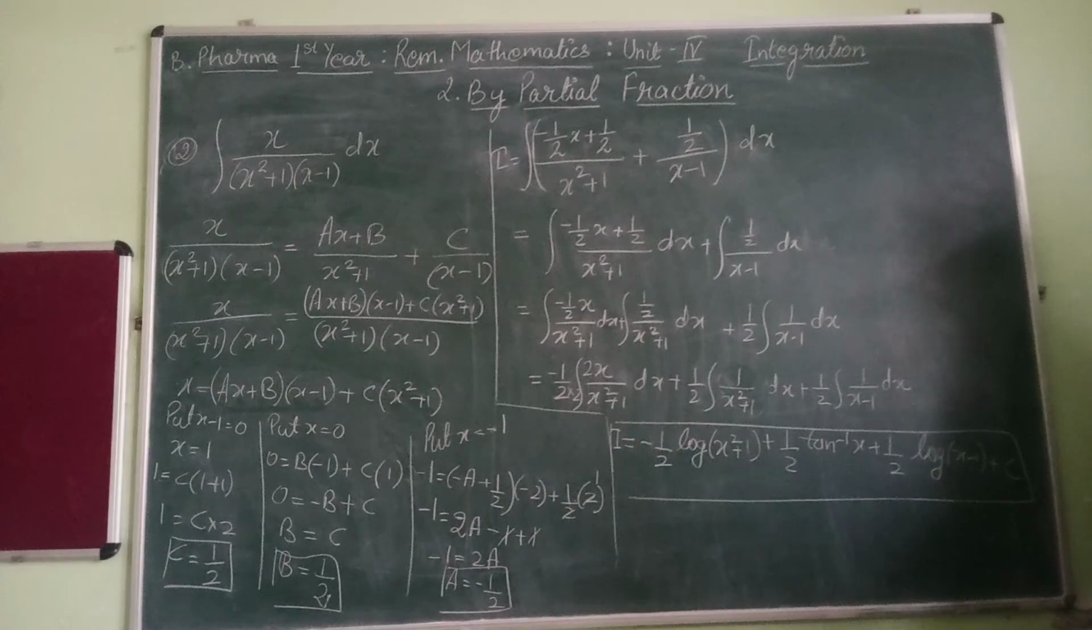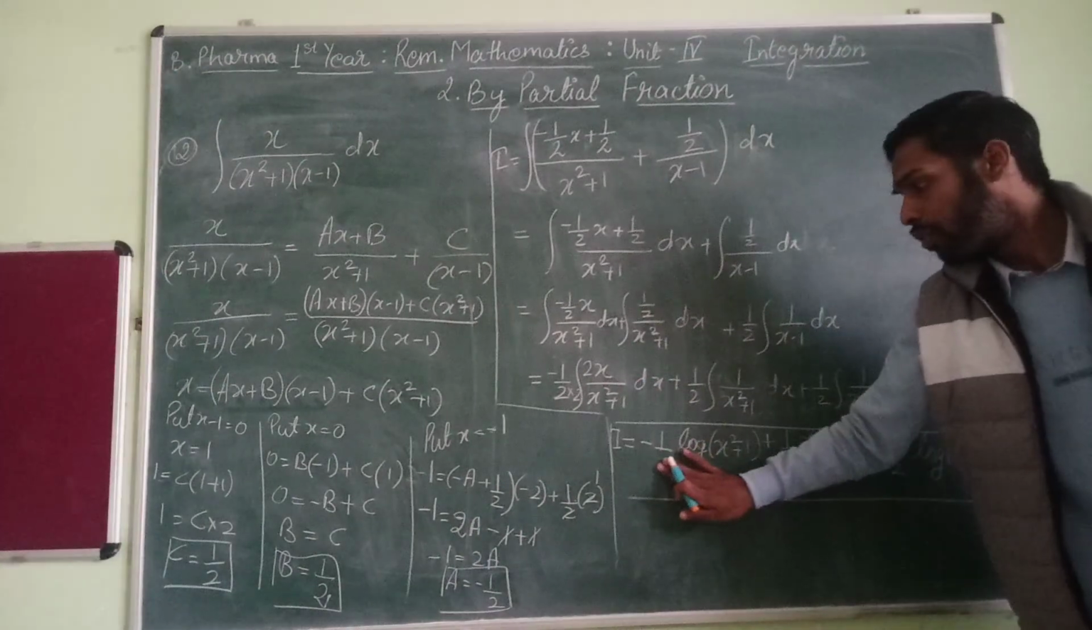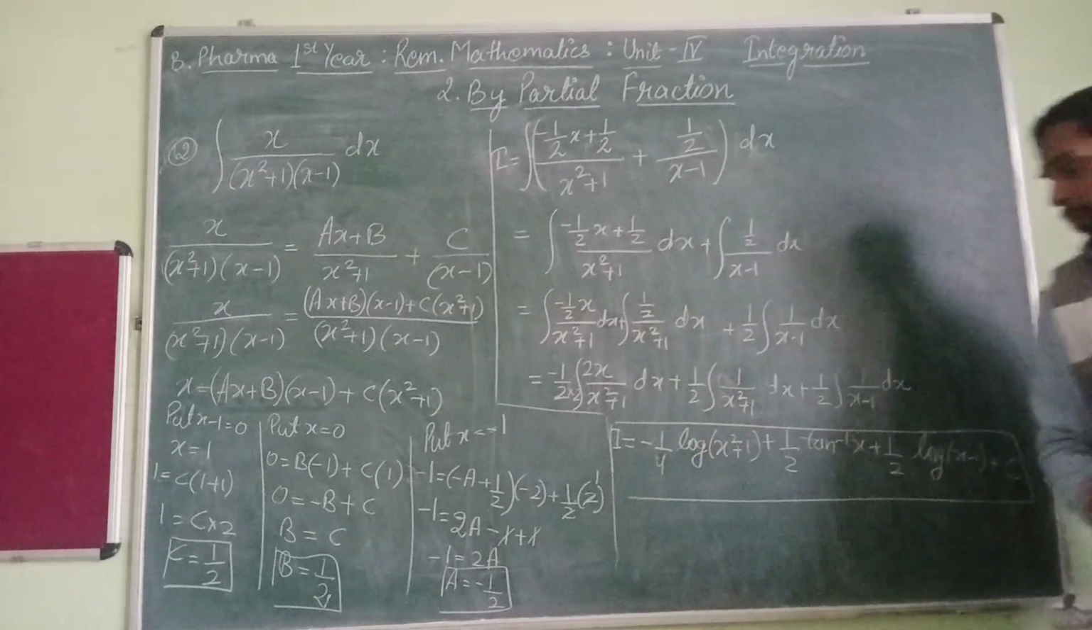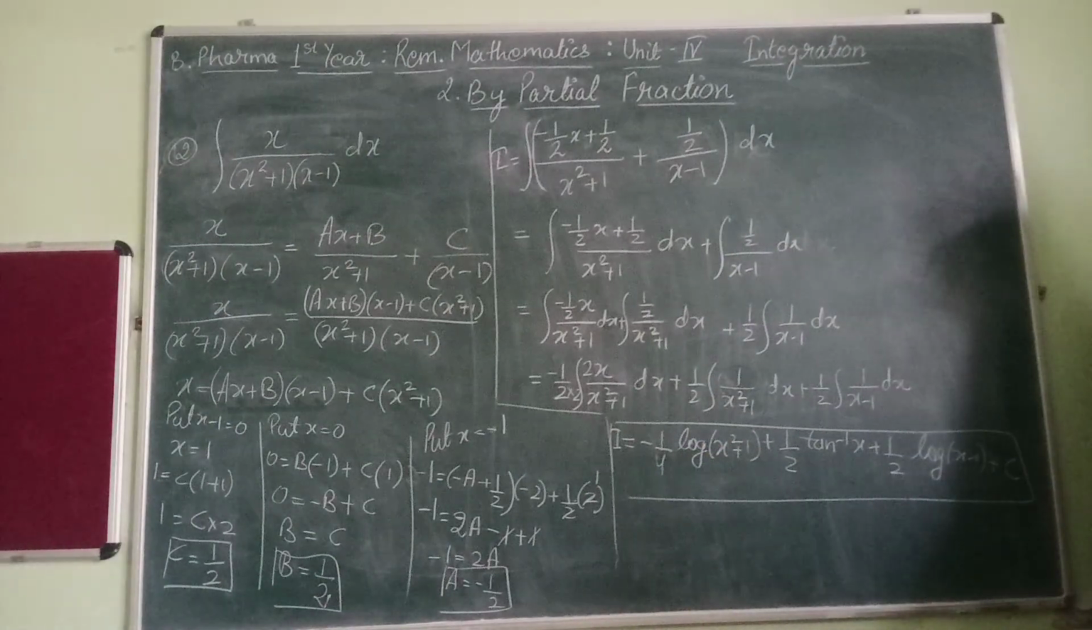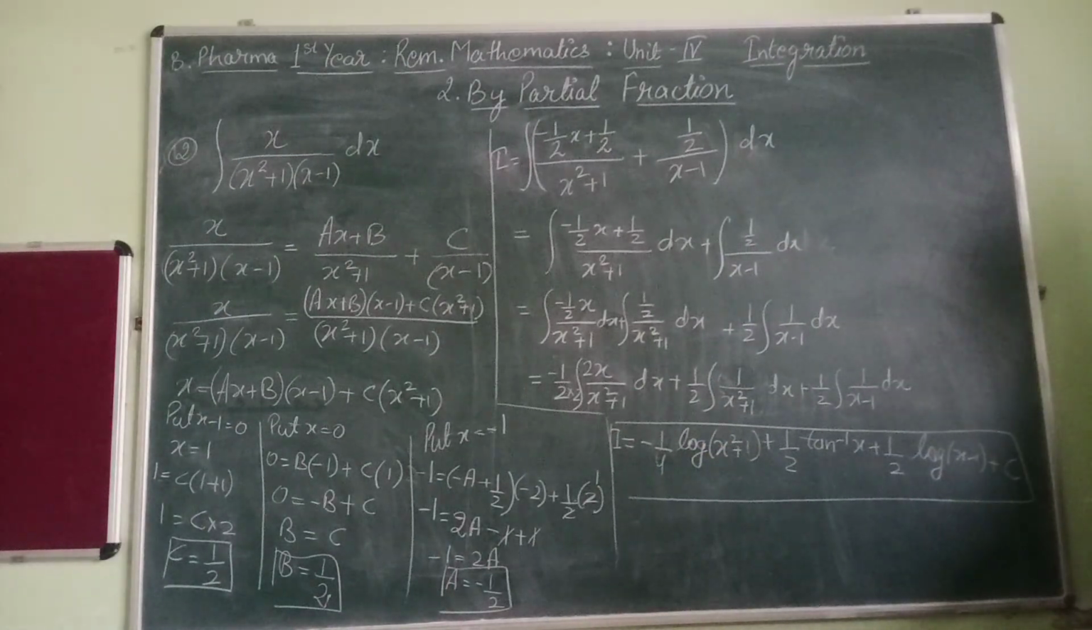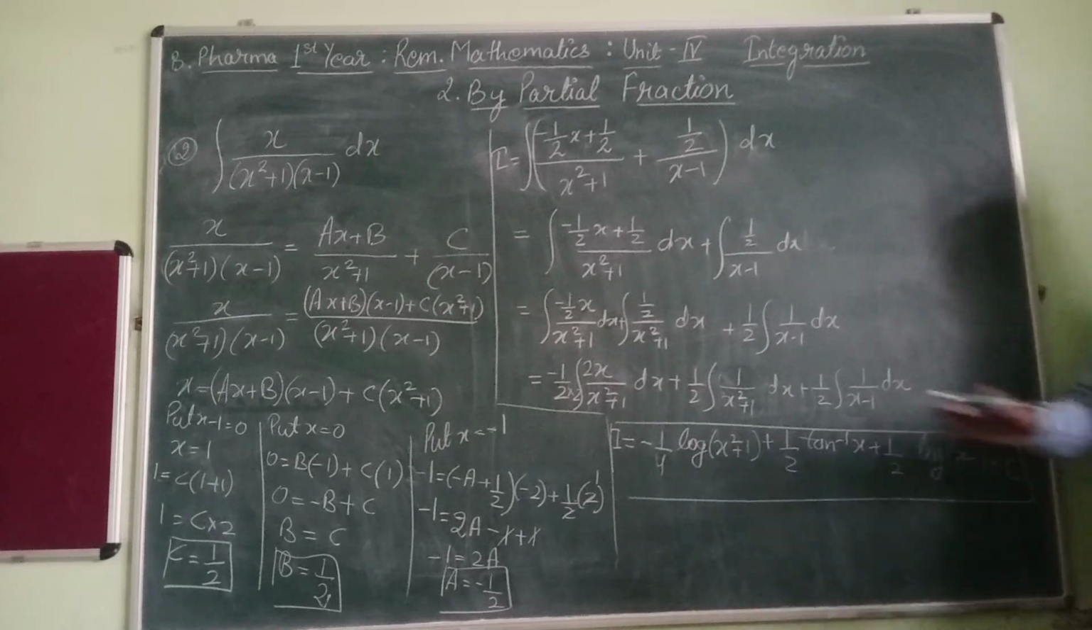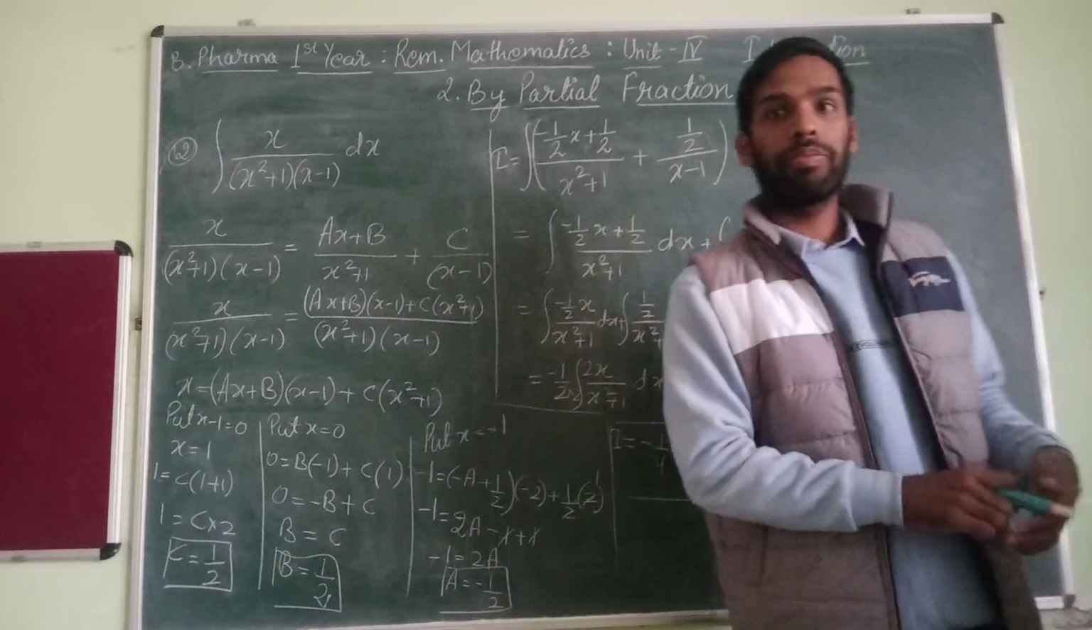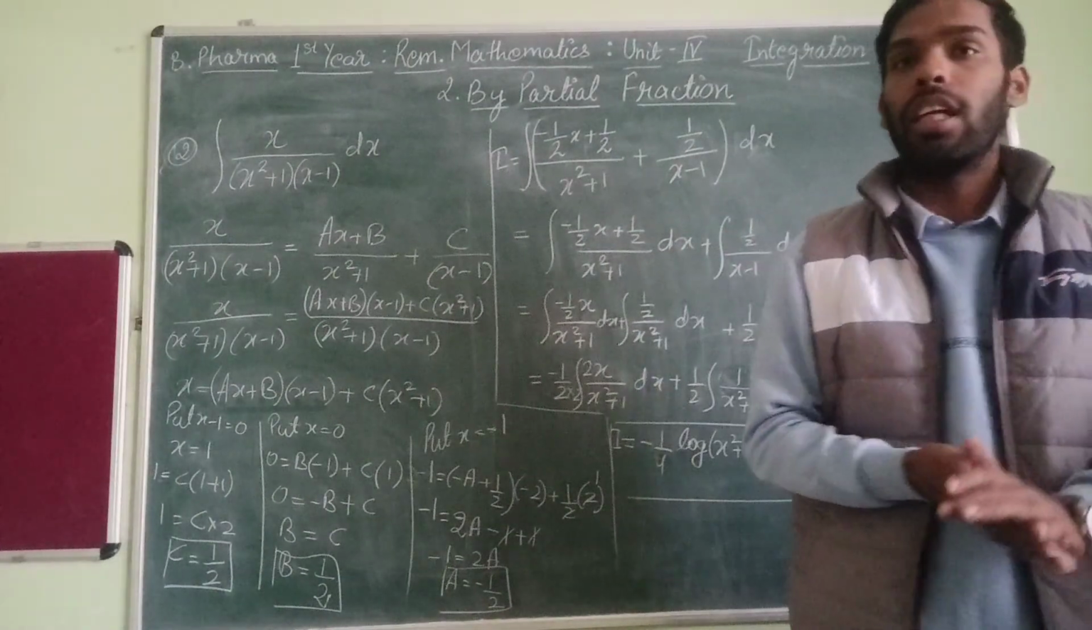So 1 by 2 log x square plus 1, plus half tan inverse x, minus c. Sorry, it is 2 into 2 that will give me 4. So that is 1 by 2 log of x minus 1, minus 1 by 4 log of x square plus 1, plus half tan inverse x, plus c. So this is the answer for this question in which the denominator has a quadratic factor.